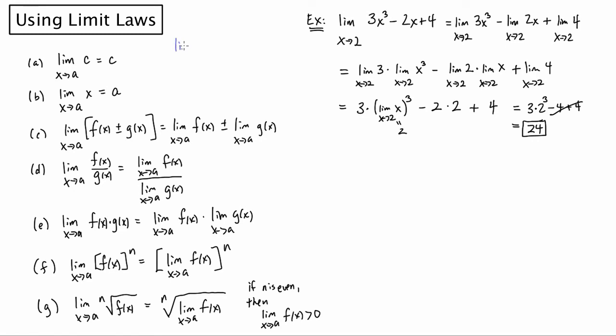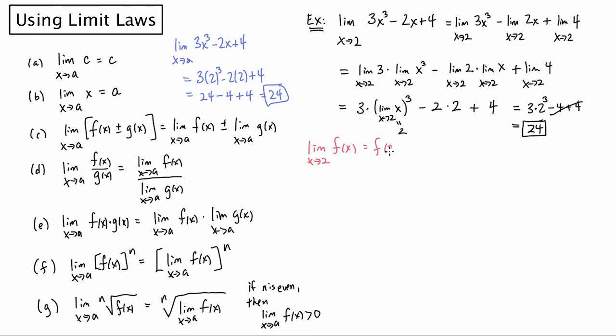that had I just taken the limit of this polynomial and plugged in the 2, you see that we would get the exact same thing. Essentially what I just did there was I said the limit as x goes to 2 of the function f of x is equal to the function evaluated at 2. That's what I did in both cases.